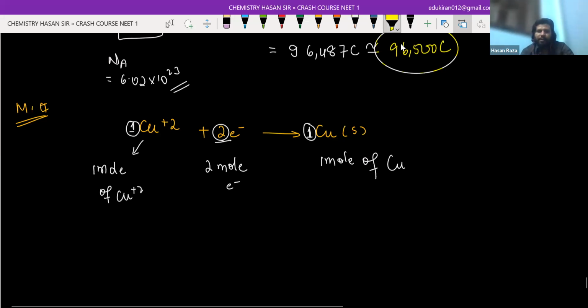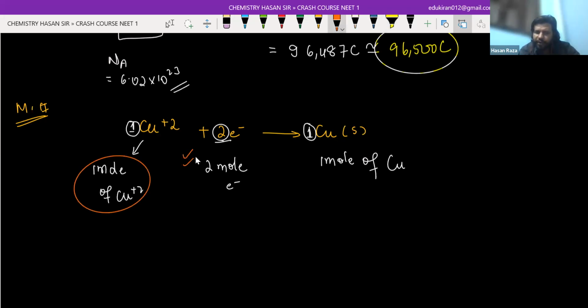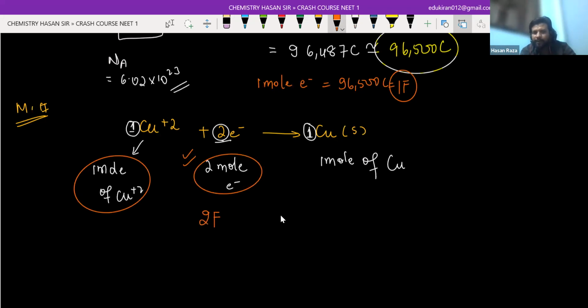Yes, sir. But this does not bother you, it will not be helpful; we need to concentrate here. As I told you, the charge on 1 mole of electrons is 96,500 coulomb, that is 1 Faraday. So 2 moles of electrons can be written as 2 Faraday coulomb, and it gives you 1 mole of copper. And you know that 1 mole is equal to its atomic mass or molecular mass. That means it will deposit 63.5 gram of copper. Yes or no? Please do let me know.